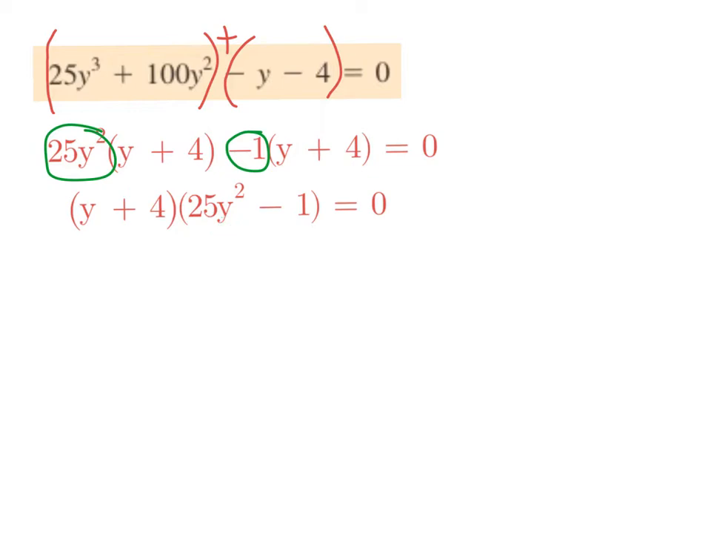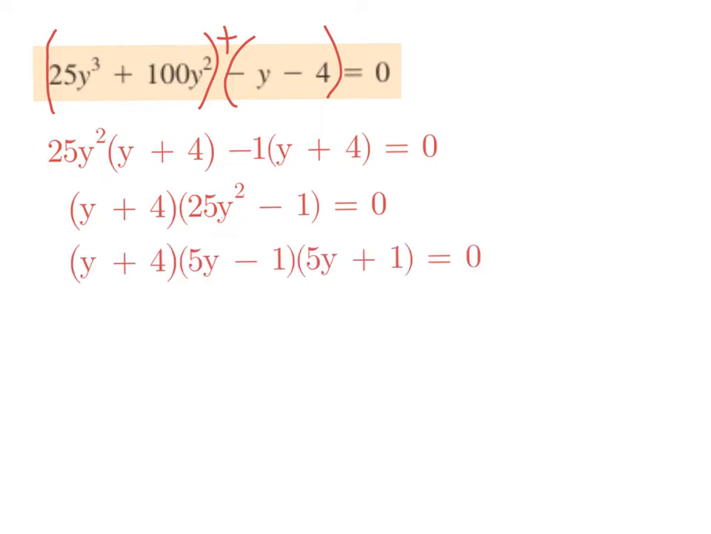5y plus 1, 5y minus 1. Okay, so now it's completely factored. Now we've got it to the point where the first problem that we did started. Set each of them equal to 0 and solve. Okay, this one's going to give me what? Negative 4. What's this one going to give me? 1/5 and negative 1/5. Okay, if you wanted to put plus or minus 1/5, that's okay too.